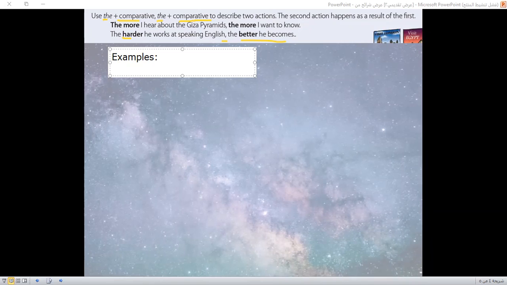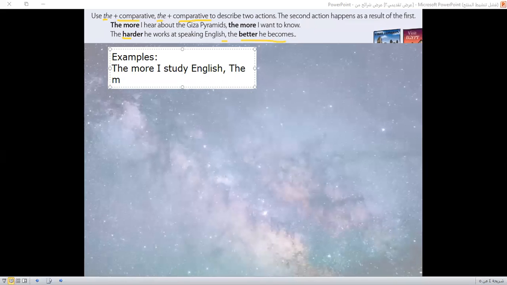The more I study, the more I learn. Very good. Nice sentence, Rahab. Let's write it down. The more I study English, let's say, the more I learn new vocabularies, maybe. Thank you, Rahab. Very good sentence.